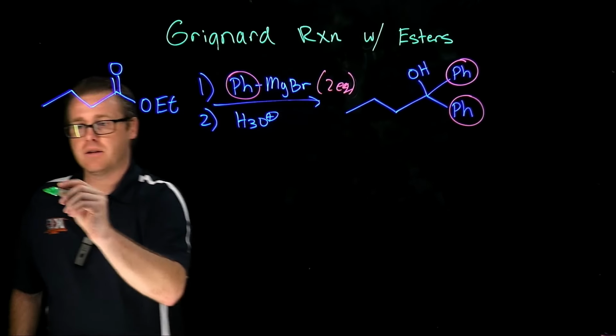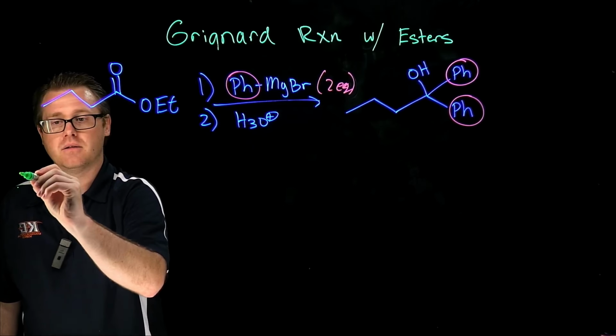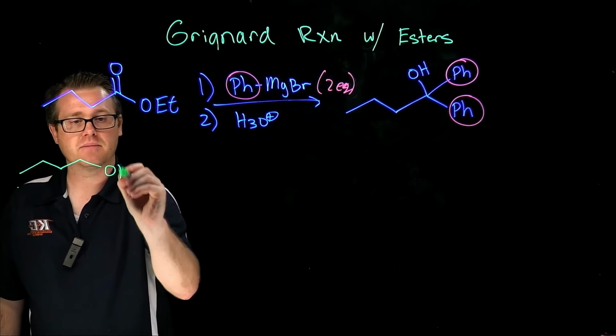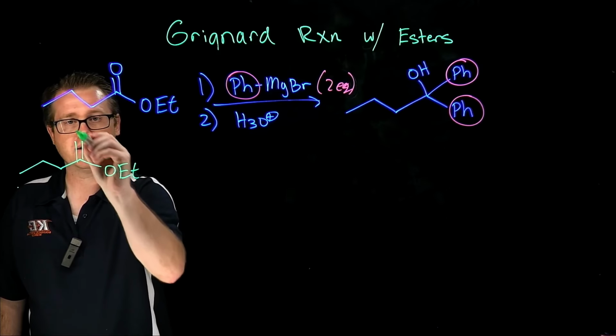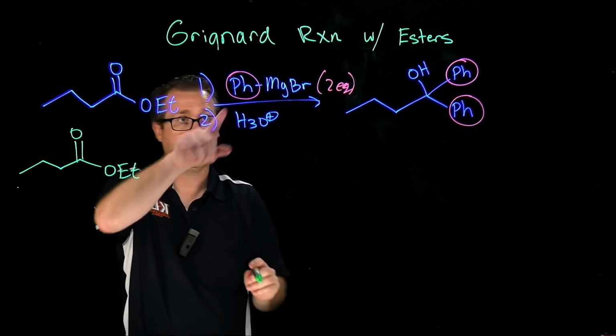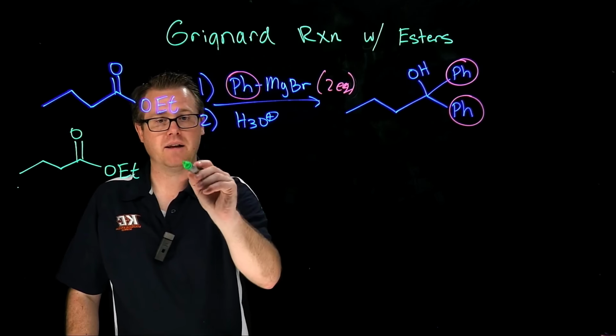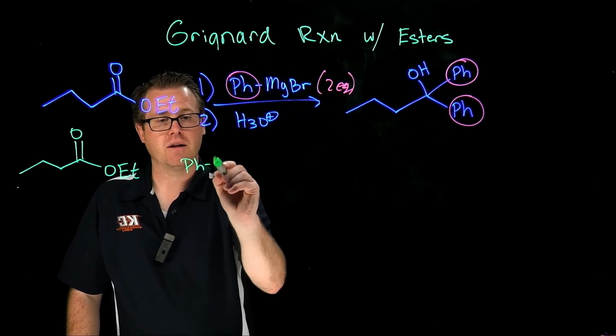So if we take a look at our ester here, let's try to give ourselves enough space to draw this here. We see our Grignard reagent right there. We could draw it like so.